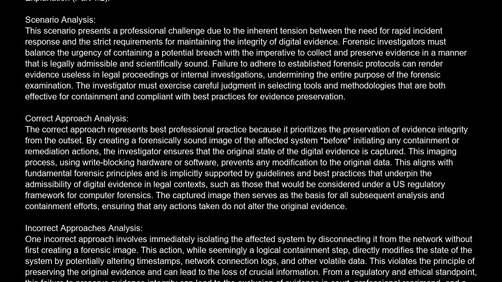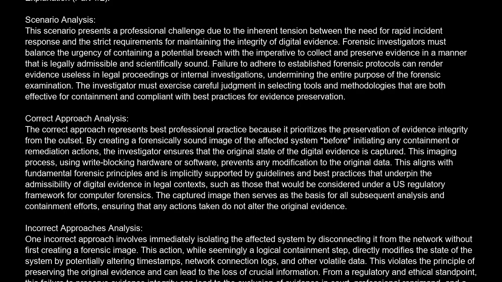The investigator must exercise careful judgment in selecting tools and methodologies that are both effective for containment and compliant with best practices for evidence preservation. Correct approach analysis. The correct approach represents best professional practice because it prioritizes the preservation of evidence integrity from the outset. By creating a forensically sound image of the affected system before initiating any containment or remediation actions, the investigator ensures that the original state of the digital evidence is captured. This imaging process, using write-blocking hardware or software, prevents any modification to the original data.